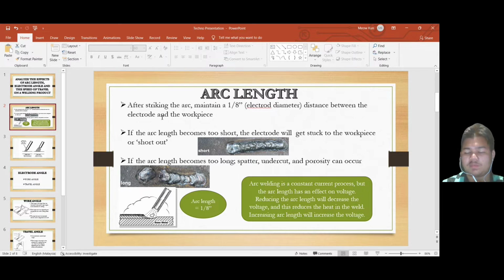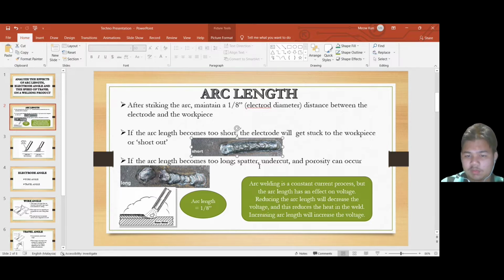If the arc length becomes too short, the electrode will get stuck to the workpiece or short out. This is an example of what will happen. You see? Okay. If the arc length becomes too long, spatter, undercut and porosity can occur. Like there is a bit of a crack here.